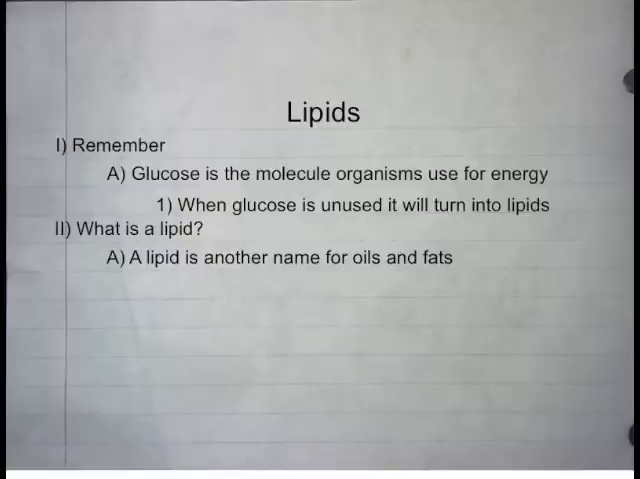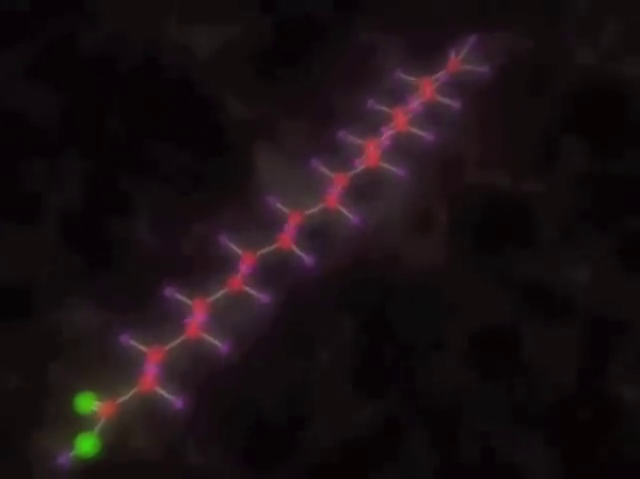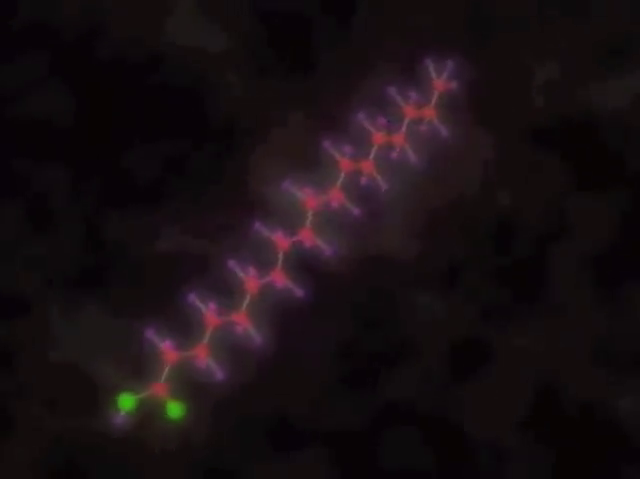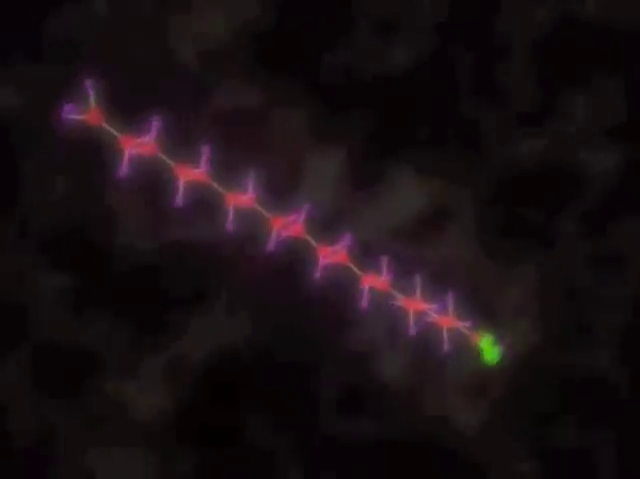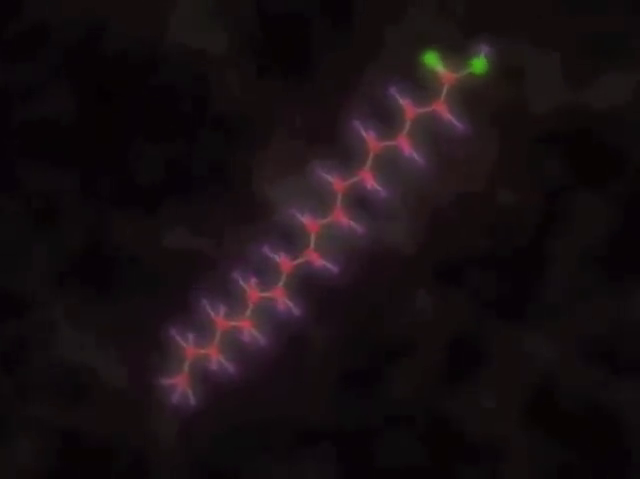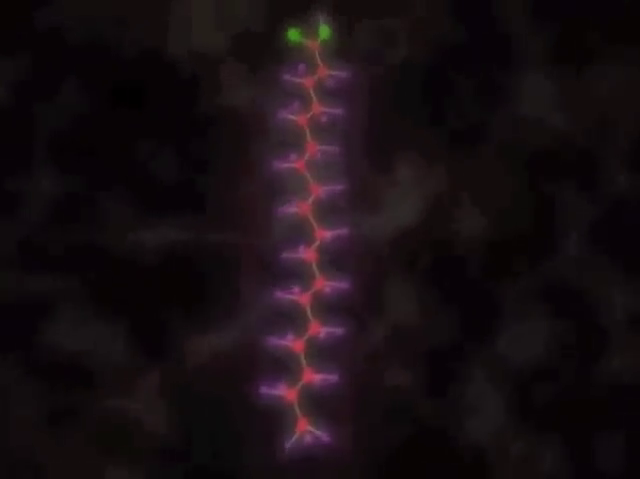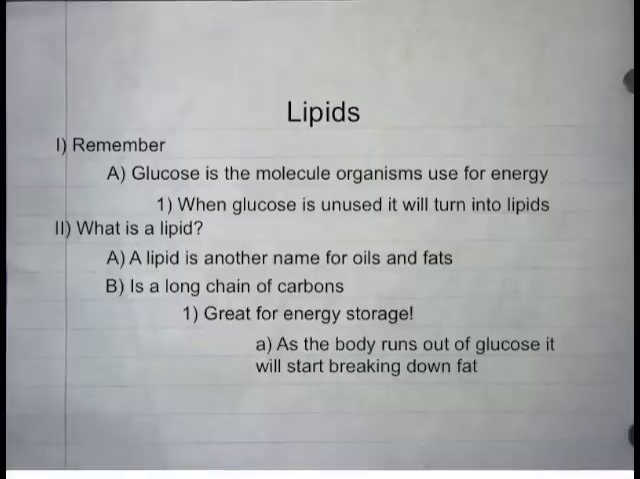What is a lipid? A lipid is another name for oils and fats. Because of a lipid's unique shape and its long chain of carbons, as shown in this picture, it is a great source of energy, as it can break down carbons bit by bit in order to supply the necessary energy for molecules to go. Because of its long chain, it is also a great way to store energy and be compacted into places. It is a long chain of carbons. It's great for energy storage. As the body runs out of glucose, it will start breaking down the fat, or lipid.